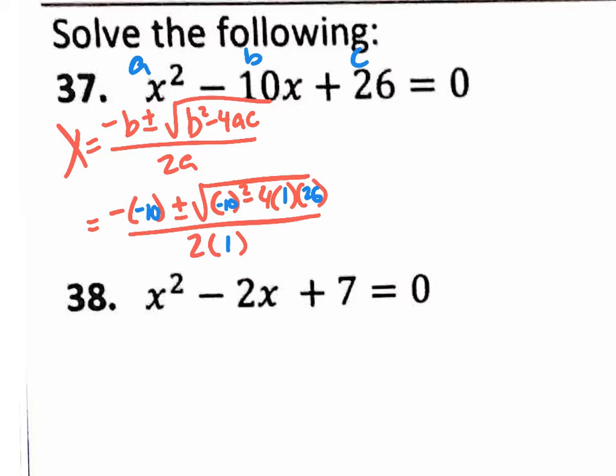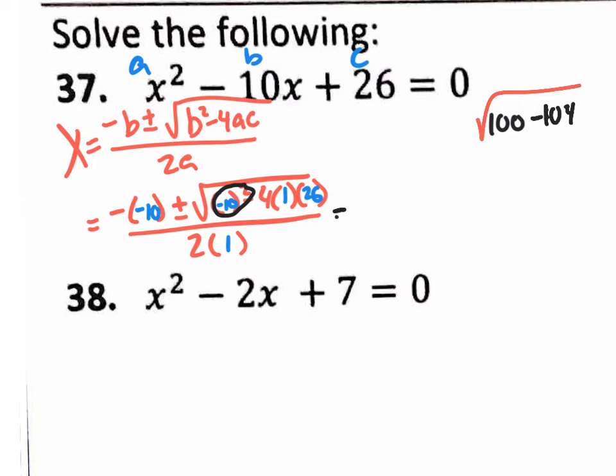So with the calculator, let's go negative 10 squared, that's 100. So inside the square root we have a 100, and then we have a minus 4 times 1, that's still minus 4, and then times 26. We get 104. So we really have 100 minus 104. Wow, that's ugly. And that is inside the square root. 100 minus 104 is negative 4.